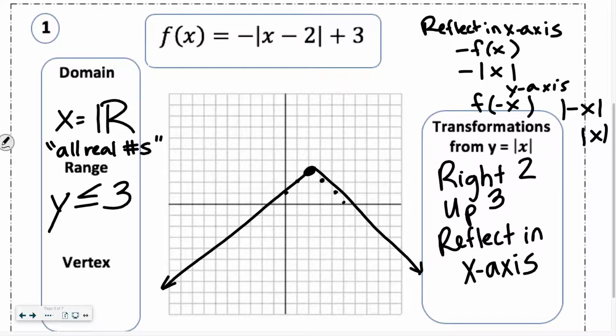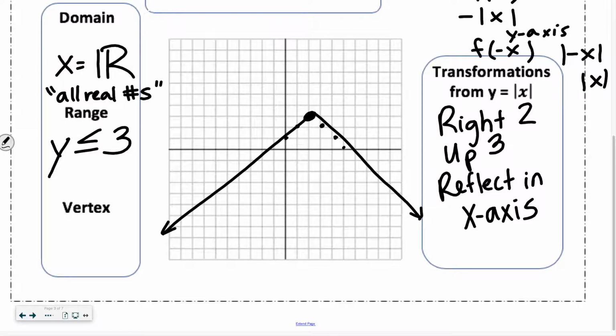Excellent. Okay, so that's domain and range. Your domain will always be all real numbers for absolute values. Your range will be y's greater than or less than or equal to, just depends on whether it's opening up or down, whatever your min or max value is, which is your vertex, like Bo said. Okay, and then what's the ordered pair for your vertex? 2, 3.